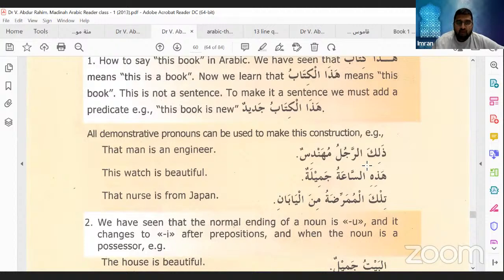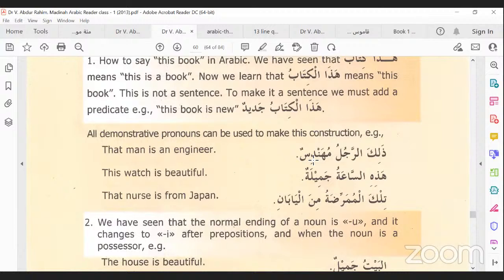So that's the reason why "is" is removed between the two words, and why we say "that man is an engineer." Both of them together, the demonstrative pronoun and ar-rajulu, are the subject, the mubtada, and muhandisun is the khabar. Always the khabar comes without alif lam. It's indefinite. Is that clear now? Yes, now it is definitely clear. I was really confused. Thank you so much.